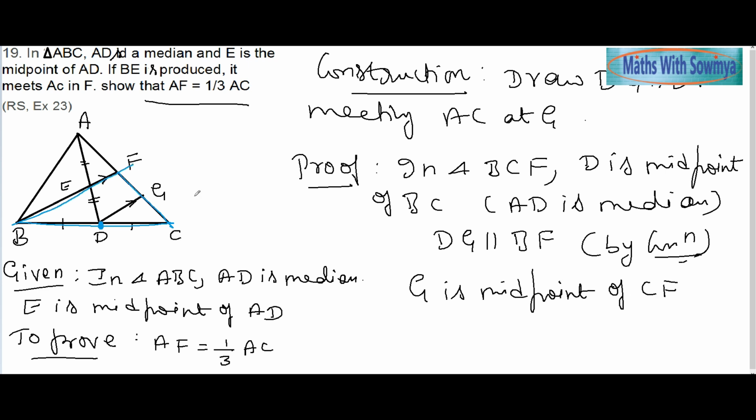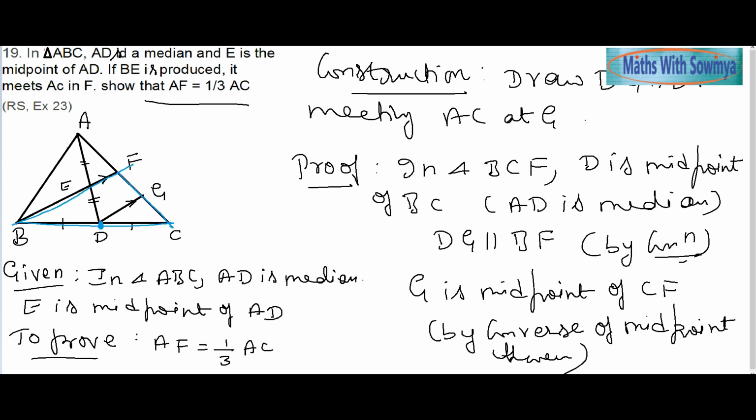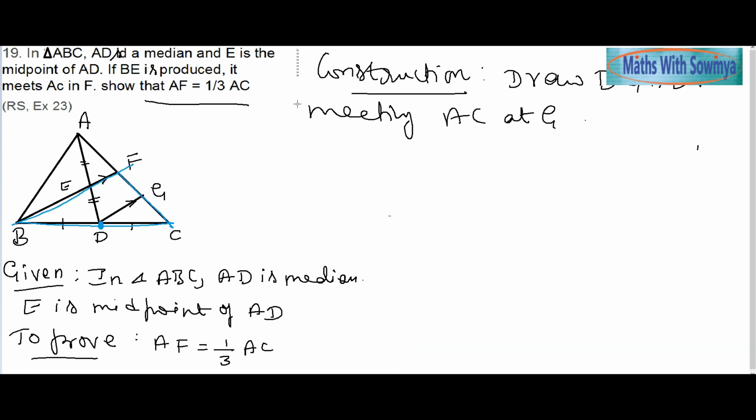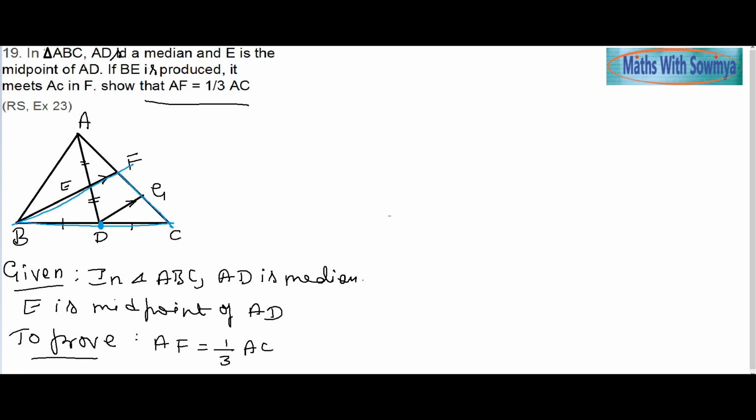CF. This is the midpoint by converse of midpoint theorem. You have studied this last year. So what we are getting here? We are getting FG is equal to GC.